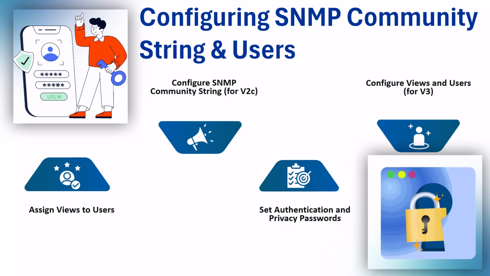Now, let's talk about securing SNMP. If you're using V2C, set the community string. Think of it like a VIP pass. For V3, configure views and users, because not everyone needs access to everything. Assigning views keeps things tidy, and setting authentication and privacy passwords, that's just good security practice, kind of like locking your front door.